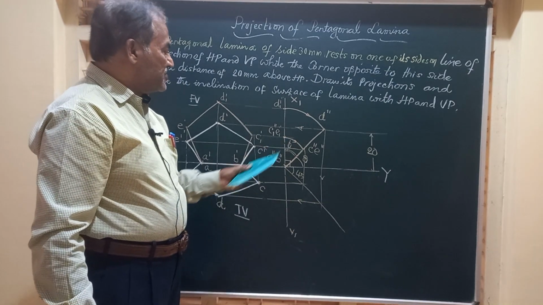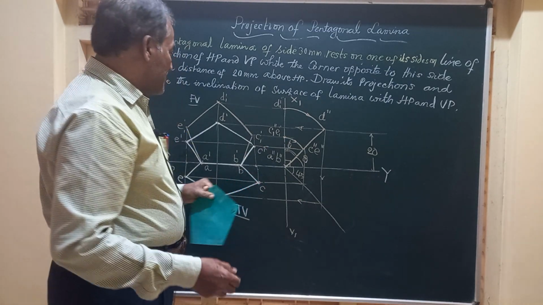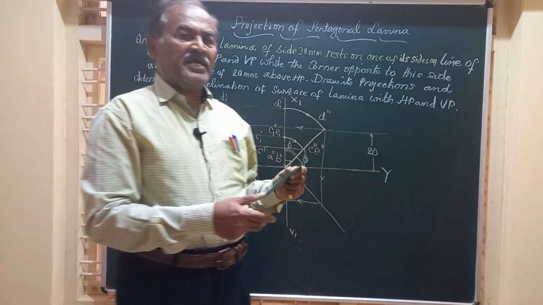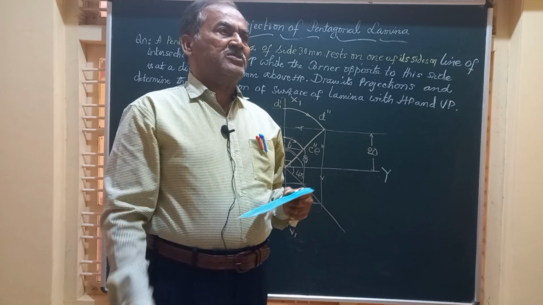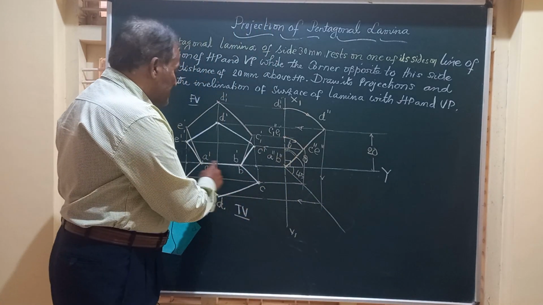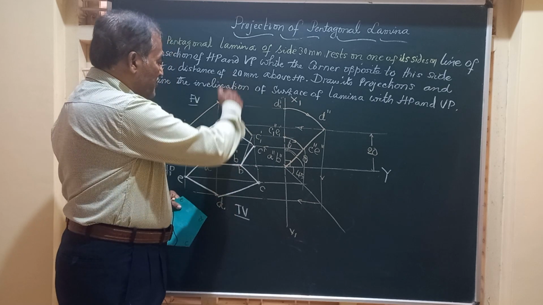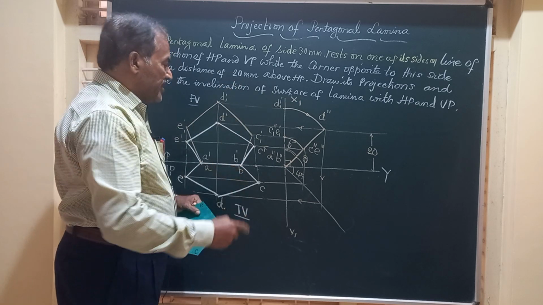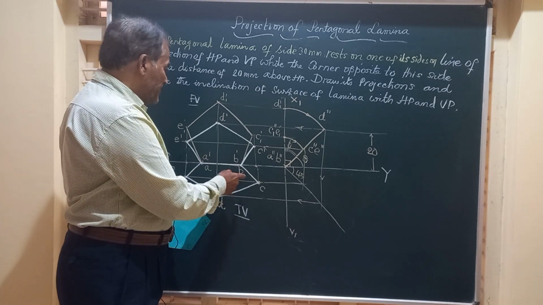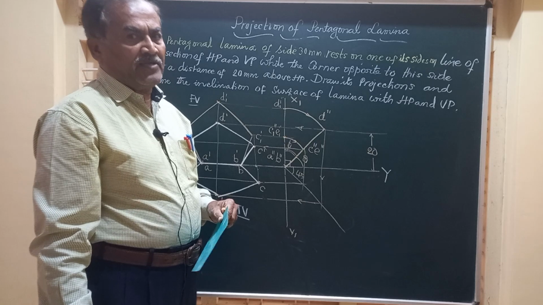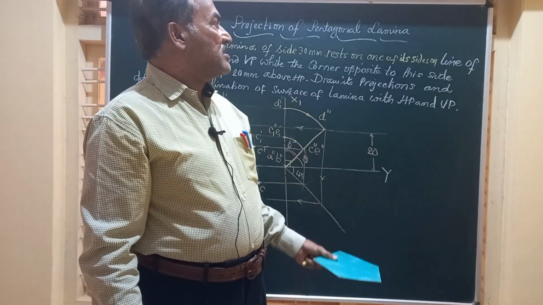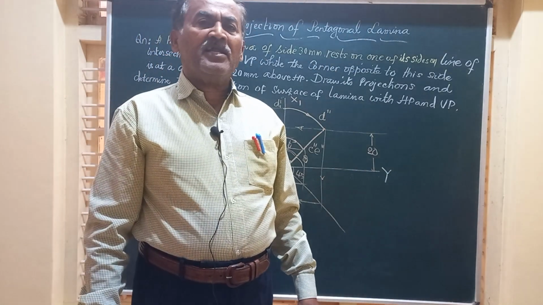Friends, you can observe in this front and top views that the side AB, that is one of the sides of the pentagon, which is on the line of intersection of HP and VP, will coincide. That is, both in the top view and in the front view, it is going to coincide. So you will get for the edge AB a common line on XY. Friends, I hope you have followed the procedure to get the projection of this pentagonal lamina.